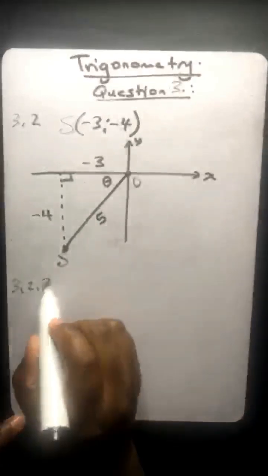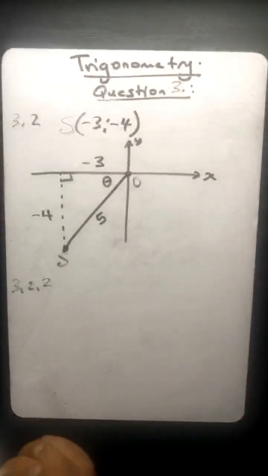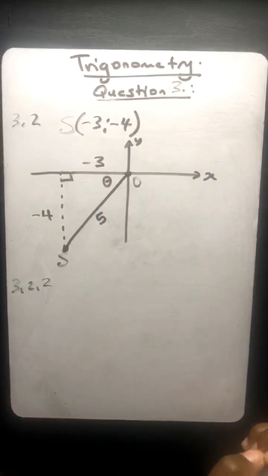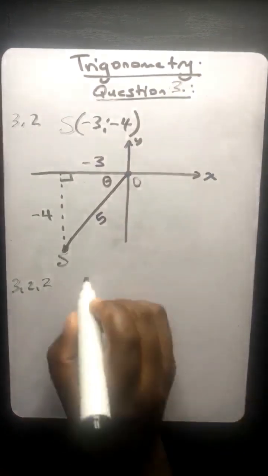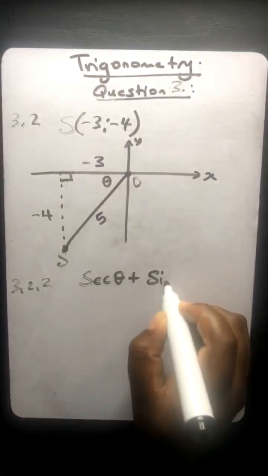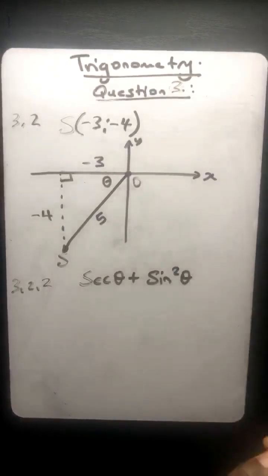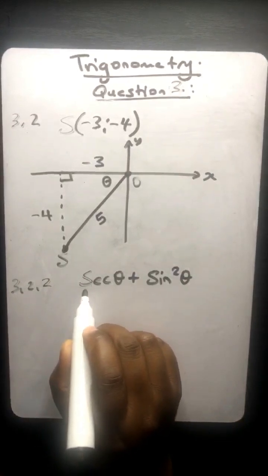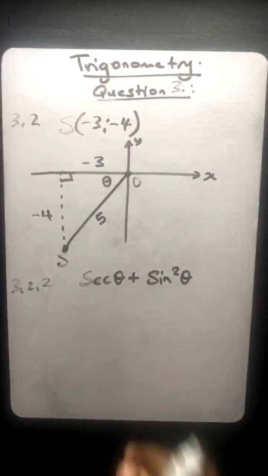So now, let's quickly move on to 3.2.2. This is where it might get tricky, but just always remember something. They're saying the value of sec of the angle plus sine squared of the angle. This is what the examiner wants you to calculate. So let's see. What is the ratio for sec?